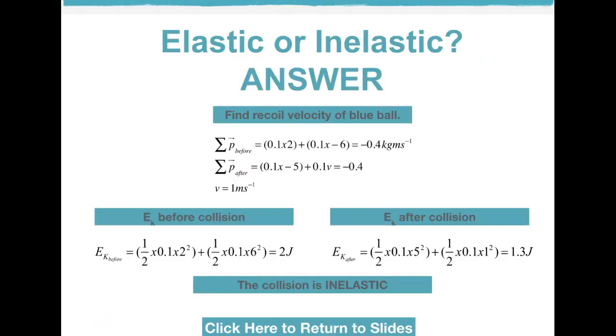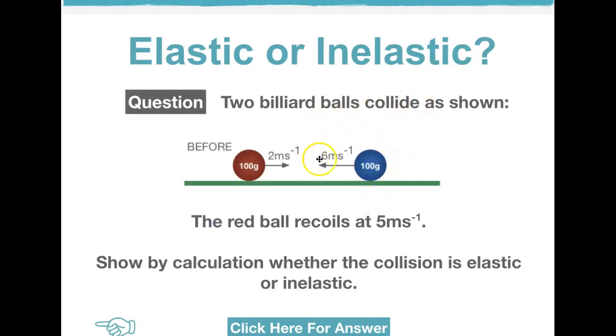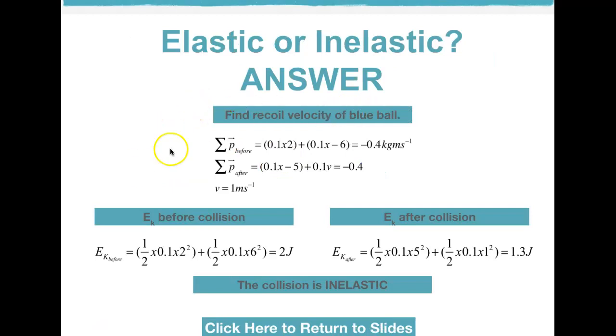Right, as you can see, conservation of momentum enables you to work out the velocity of the blue ball. You work out the momentum before, you add the momentum of each individual ball, remembering that the velocity is in the minus direction for the blue ball if you have used the plus direction for this ball, right? So you work out your velocity and you should get 1 meter per second.